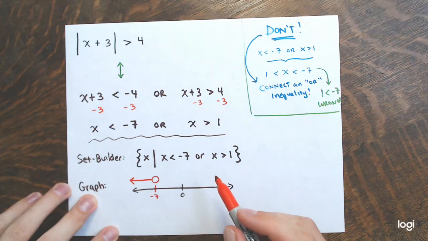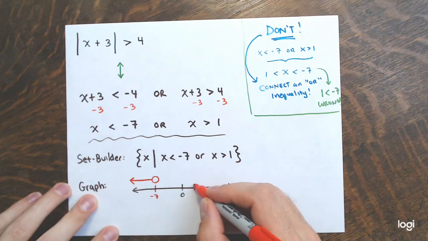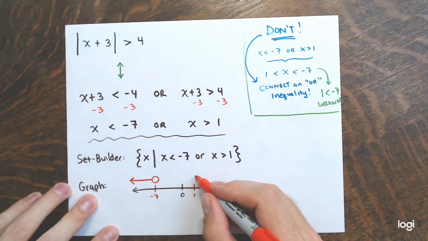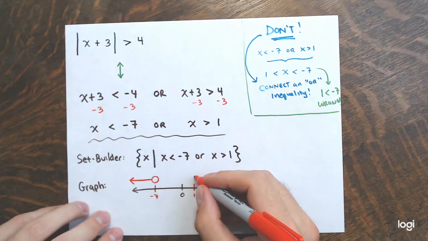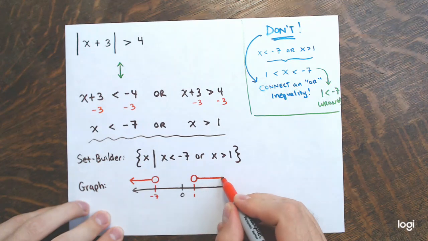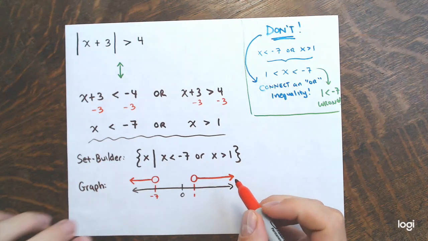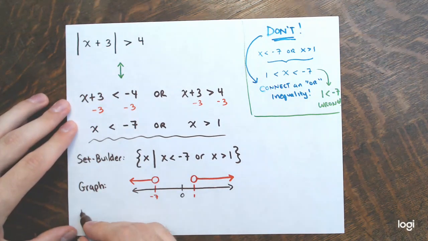Little arrow there. Or all the numbers greater than +1, right? +1 is to the right of 0 here. All the numbers greater than +1, but not equal to +1, right? So +1 is not a solution. And then all the numbers greater than 1, 2, 3, 4, 5, 6, and so on are this way. And there is a nice picture of our solution set, all the numbers that make our initial inequality a true statement.